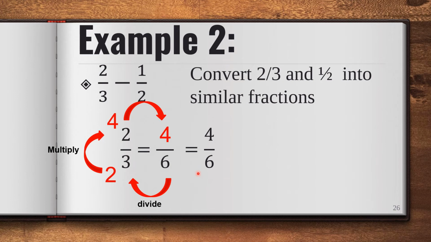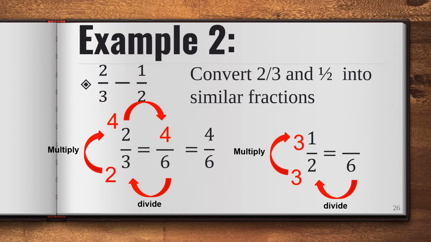How about for 1/2? Okay, so doing the same process, we will write here 6 and then divide again. 6 divided by 2 is 3. 3 times 1 is 3, and then just write it in the numerator part. So the equivalent fraction of 1/2 is 3 over 6.